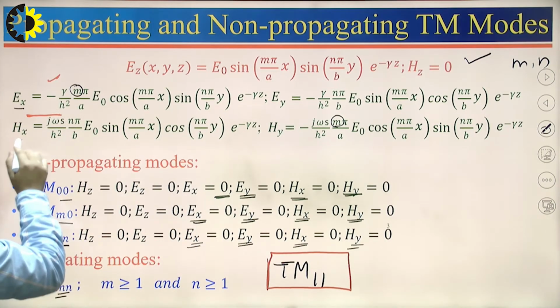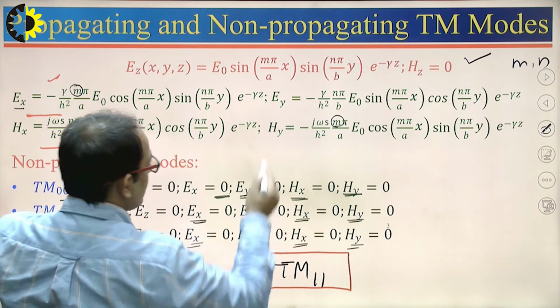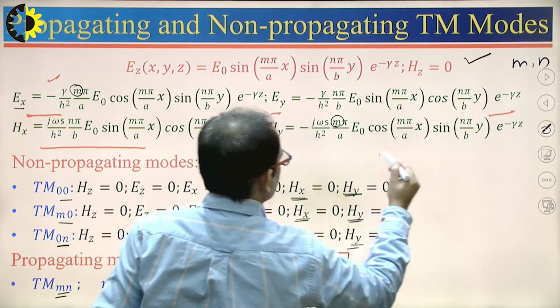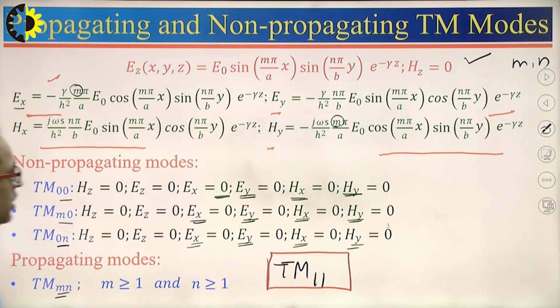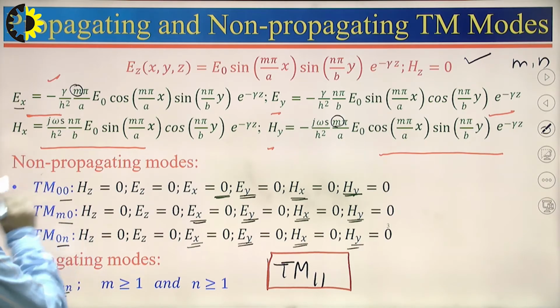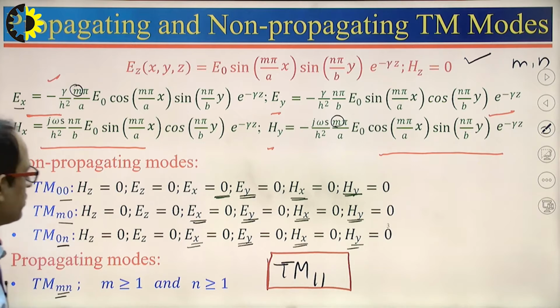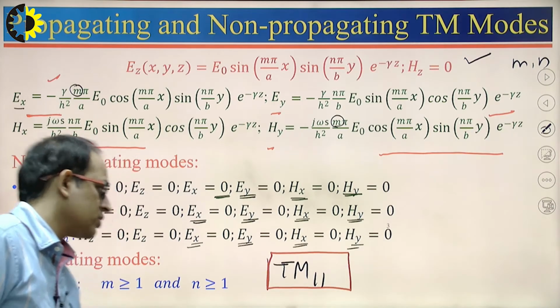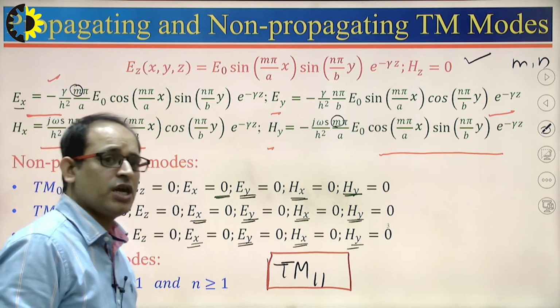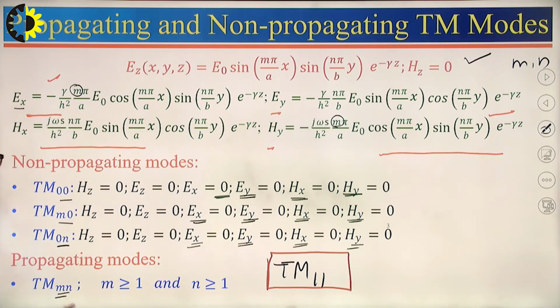Similarly, Hx comes out to be this one, Ey comes out to be this one, and Hy comes out to be this one. Now see, for the TM mode, there are two types: non-propagating modes and propagating modes. Non-propagating modes are the modes which will not travel inside, which will not exist inside the rectangular waveguide.